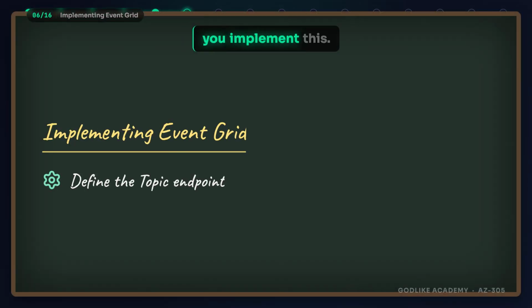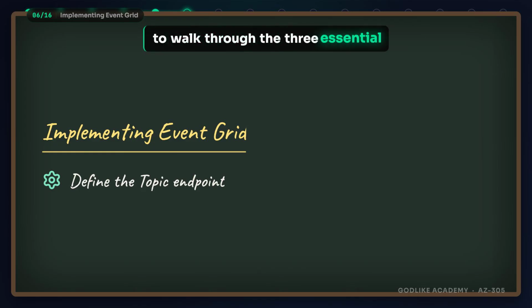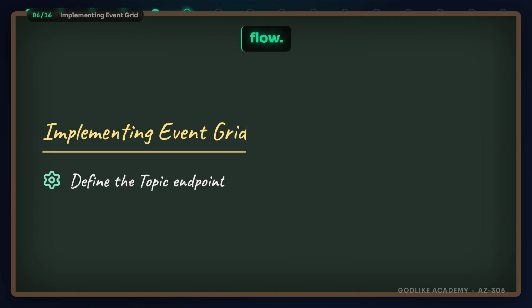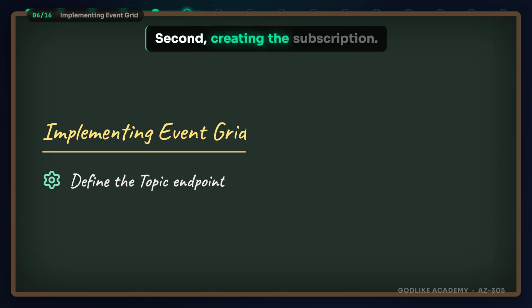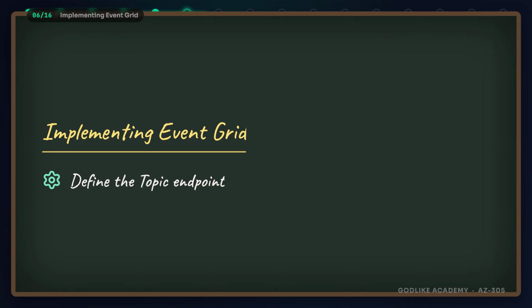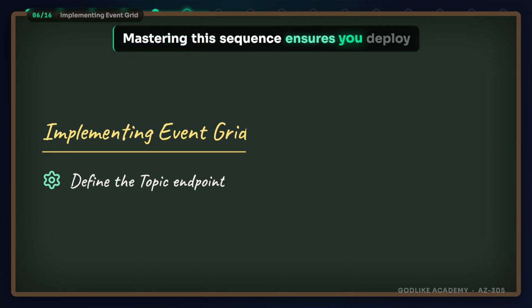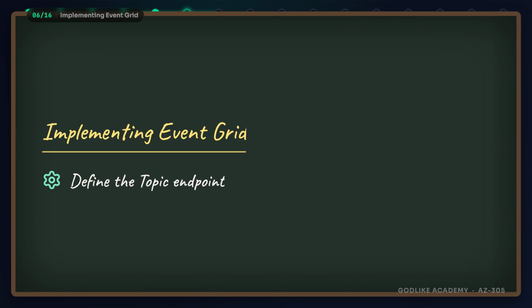Now let us look at how you implement this. We will use a cumulative reveal to walk through the 3 essential steps of setting up an event flow. First, defining the topic. Second, creating the subscription. And third, writing the handler logic. Mastering this sequence ensures you deploy consistent schemas and avoid routing errors that break downstream consumer applications.